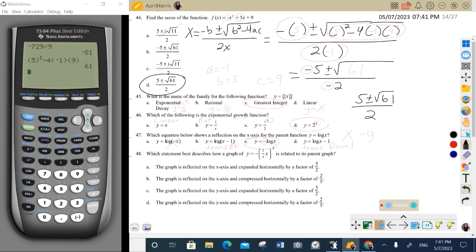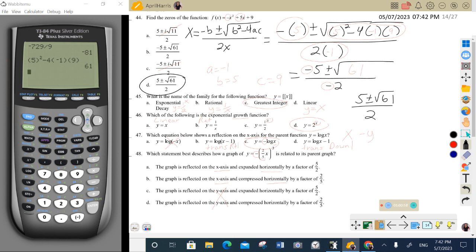Okay, 48 wants you to describe how that graph is related to its parent graph. First of all, this is x to the third, x cubed. The first thing I come to is a negative. Negatives are reflections. X is positive, so we must be reflecting on the x-axis, not the y. The other thing I noticed compared to the parent function, which is just y equals x cubed, is we're multiplying by 2/5. Now multiply is a dilation. It is inside with x, so it is horizontal.